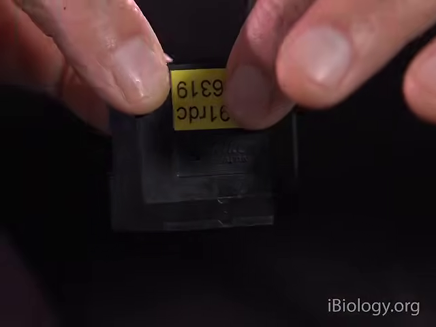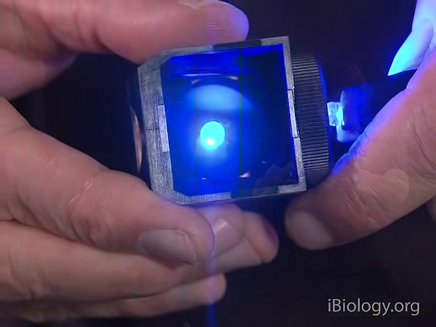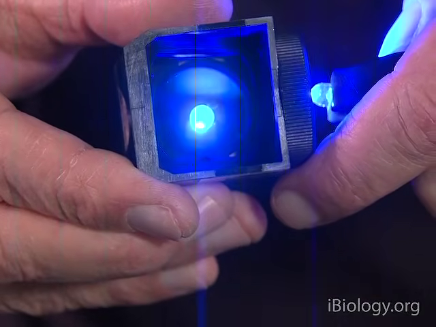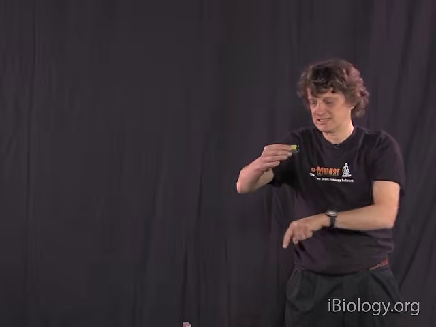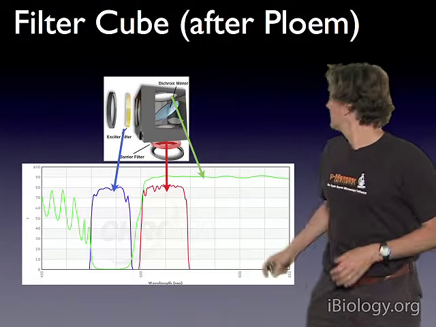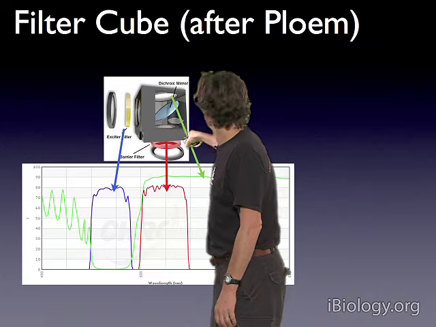These filters, this is exactly the way they are arranged in these cubes that were designed by Ploem, where we have an excitation filter, a dichroic mirror, and then an emission filter here. And so these will, as expected, reflect, and I'll now turn it to you so that you can see it. So the exciting blue light will be reflected to the specimen. The specimen will fluoresce green, and that will make it to the eyepiece or to the camera sensor. So we've seen now these filter cubes. There's an excitation filter, there's a dichroic mirror, and there's an emission filter.